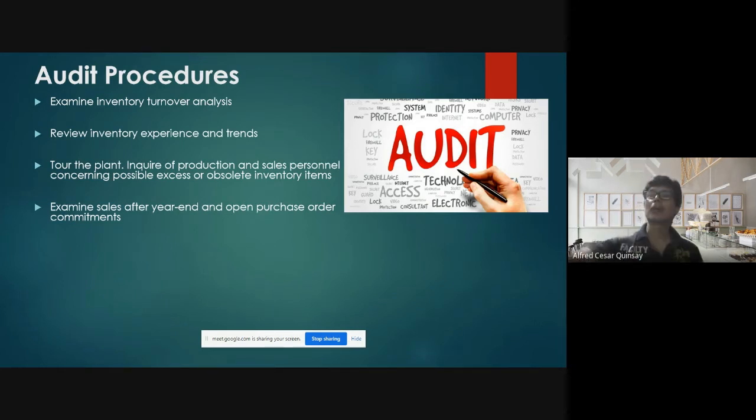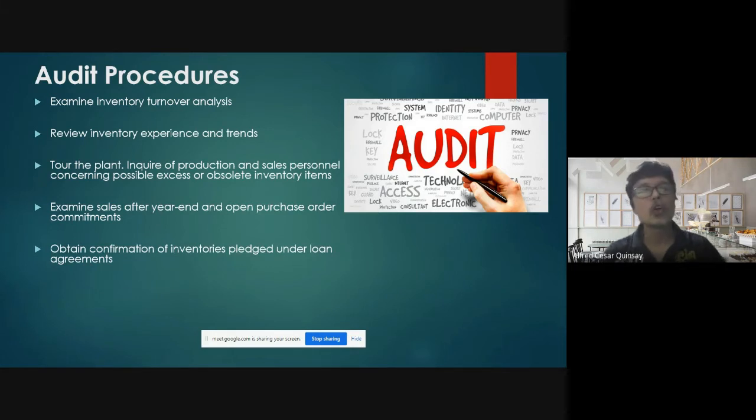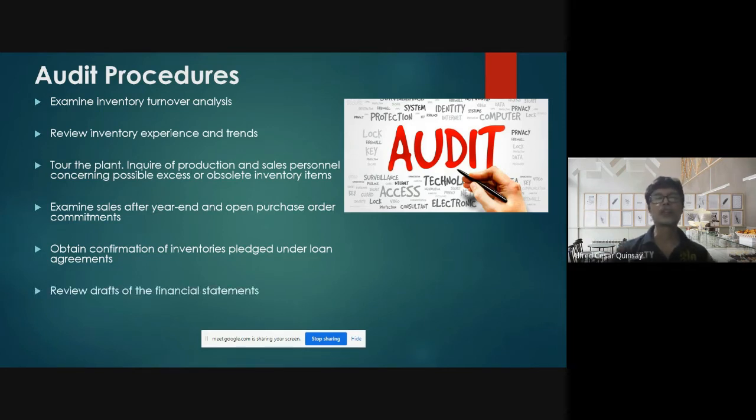At yung mga hindi dapat pumasok napunta na sa iba. So titingnan natin dito yung completeness assertion. And then next is yung obtain confirmation of inventories pledged under loan agreement. So dito tinitingnan natin yung rights and obligations. Baka mamaya naka-pledge yung inventory na yan, meron sa loan agreement. So dapat naka-disclose siya.